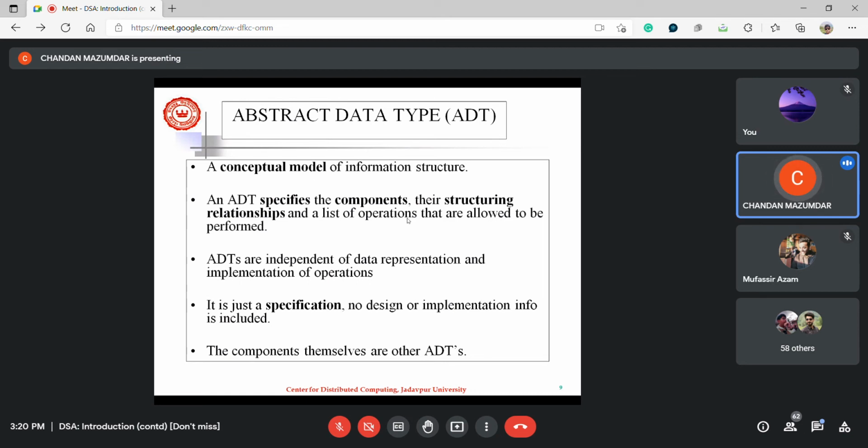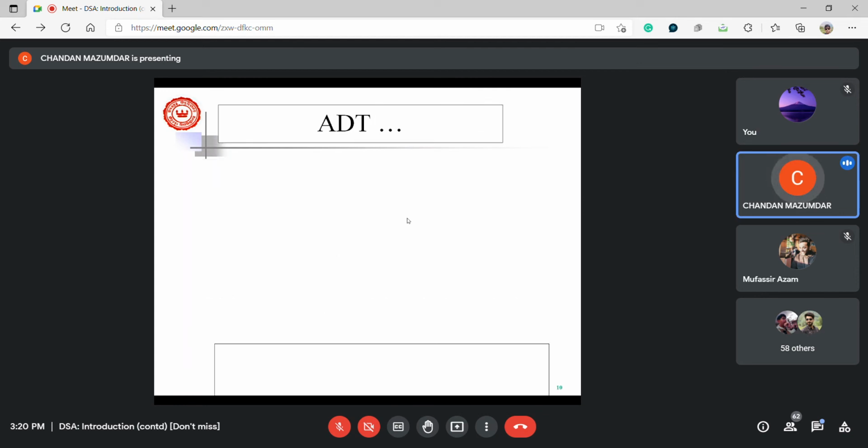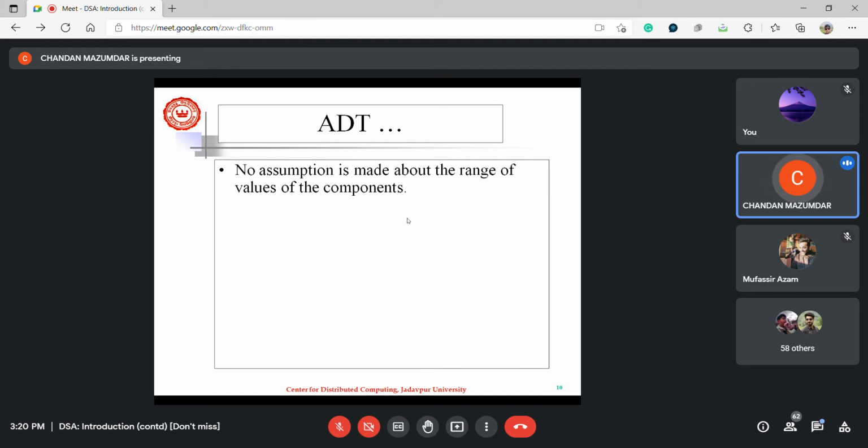Any other question here? I think we can now progress, because a lot of questions have been asked already and some clarifications are there. If you progress, then you will be able to understand more. So the first bullet here says that no assumption is made about the range of values of the components. Since it is an abstract data type, if I say one of the components of this ADT is an integer, then we are not saying at the ADT level whether it is minus 65,000 to plus 65,000. Nothing like that. Integer is an integer, minus infinity to plus infinity at the abstract level. So there is no assumption made about the range of values of the components.